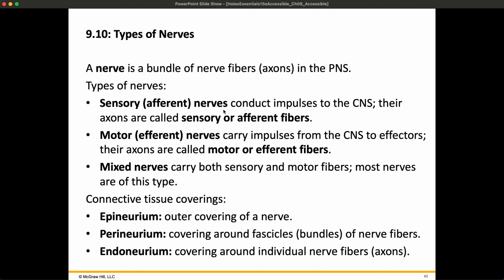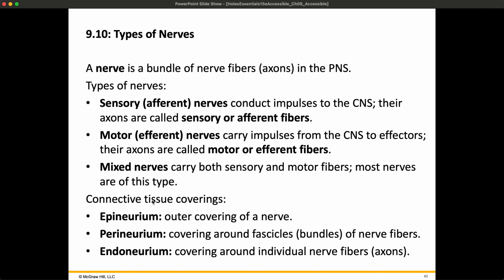The types of nerves, you have sensory nerves. Again, those are the afferent going to the CNS. Motor, efferent, carry it from the CNS to effectors, and then mixed nerves that have both types of fibers. So a nerve, something like your cranial nerve or your vagus nerve or your facial nerve, is going to have different nerve fibers. They might be sensory fibers, they might be motor fibers, or they might be both. Most of them are both.